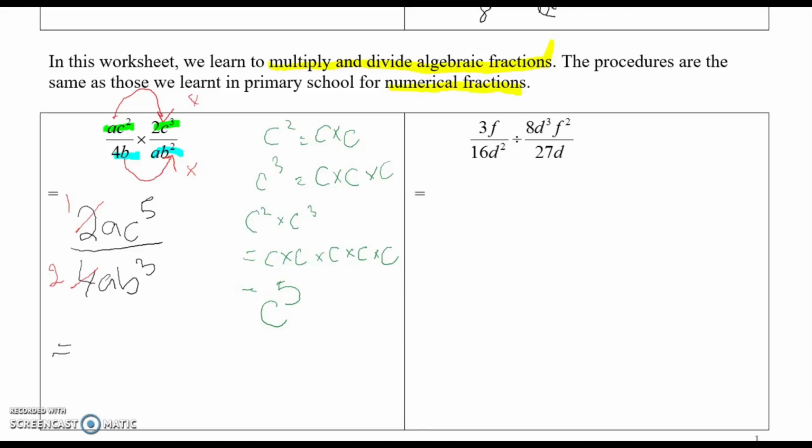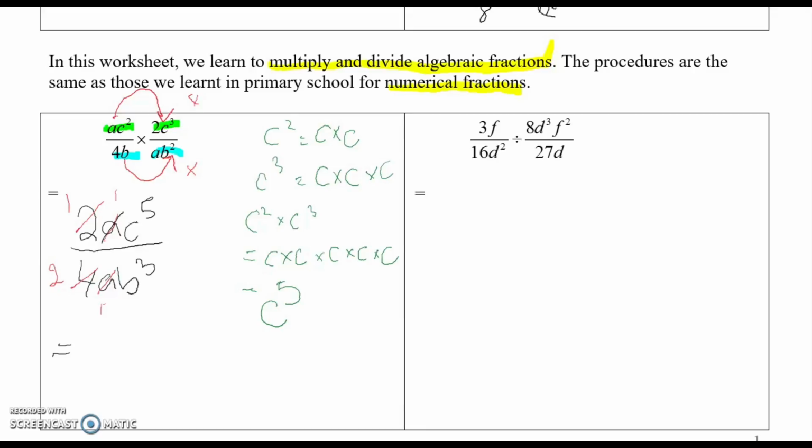Let's take a look at the variables. For a in the numerator and a in the denominator, they can be divided by each other. So therefore, a divided by a gives me 1. For the variable c to the power 5 in the numerator as well as b to the power 3 in the denominator, there isn't any common factor that can be divided.